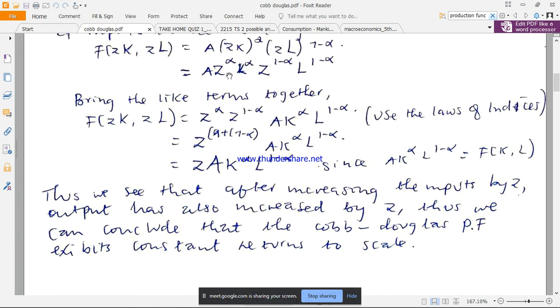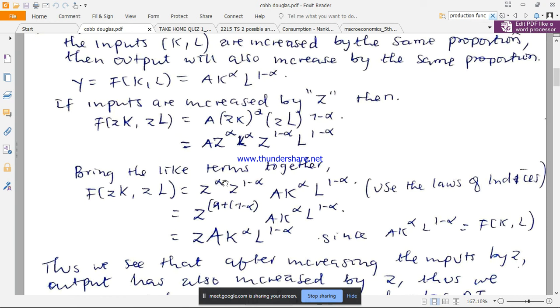Okay, so if after doing all this, just like we've done, we see that we have Z here, then we have constant returns to scale. Okay, we have constant returns to scale.